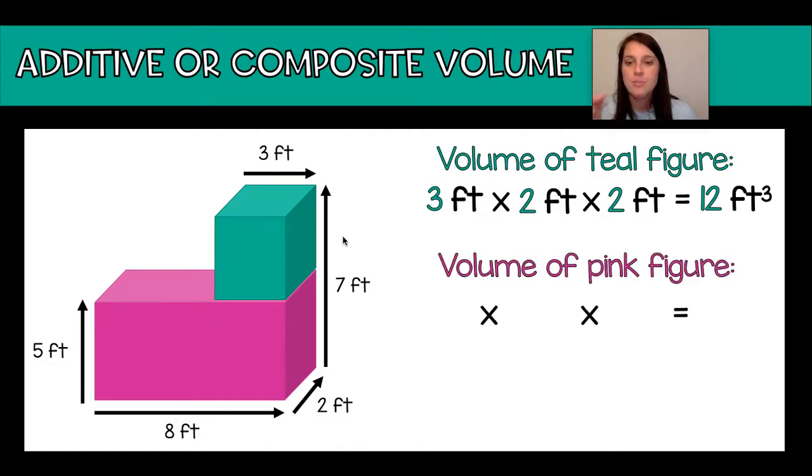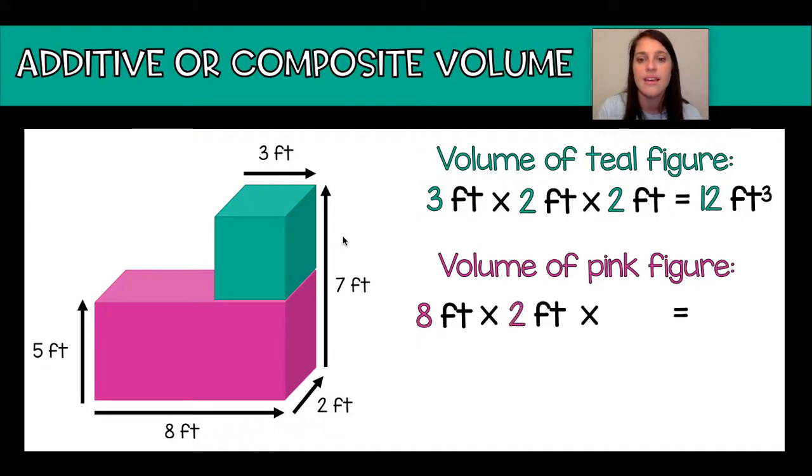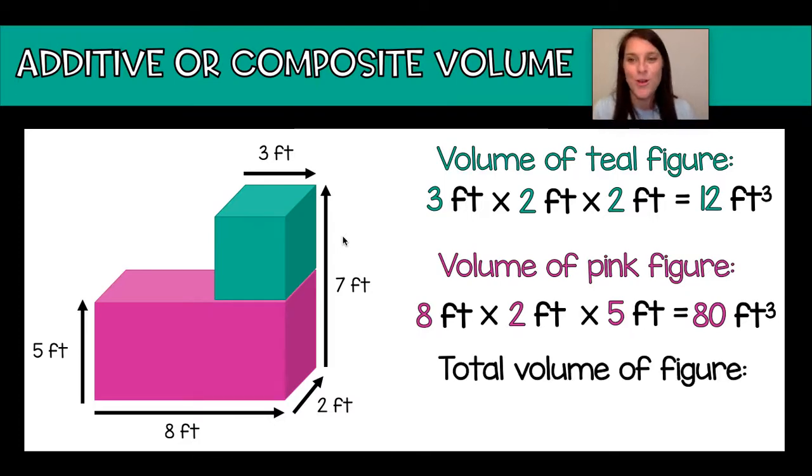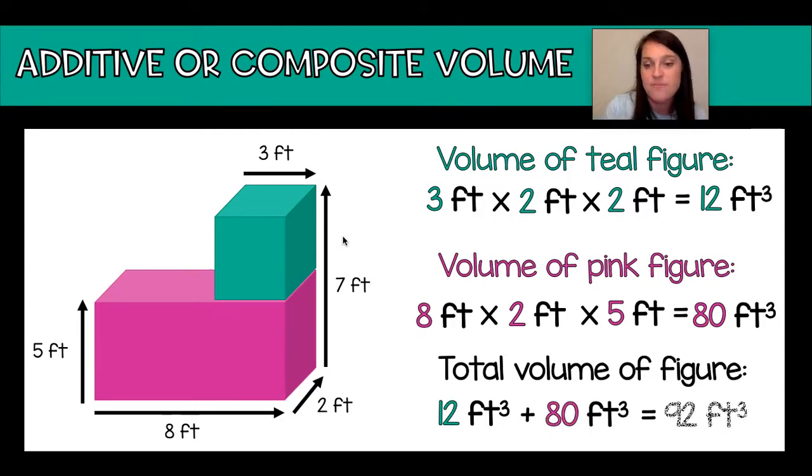Next, going on to the pink figure, a length of 8, a width of 2, and a height of 5. 8 times 2 is 16. 16 times 5 is 80 cubic feet. I'm not done. You need to take the total volume, and to do that, we take the 12 cubic feet, add it to the 80 cubic feet to get a composite volume of 92 cubic feet.